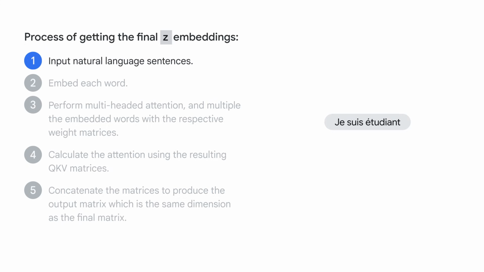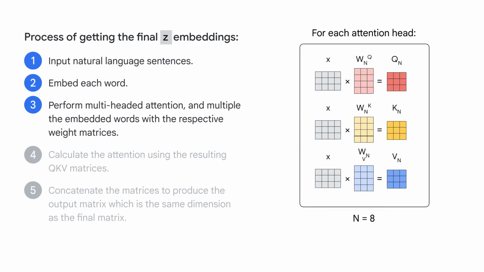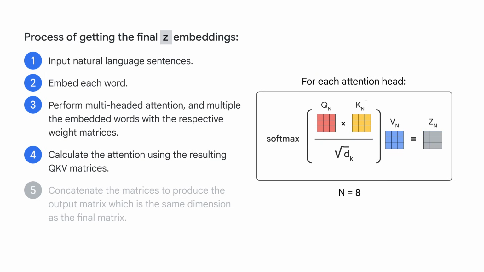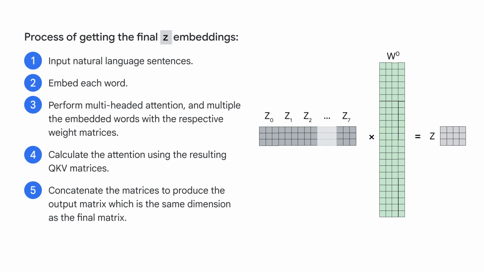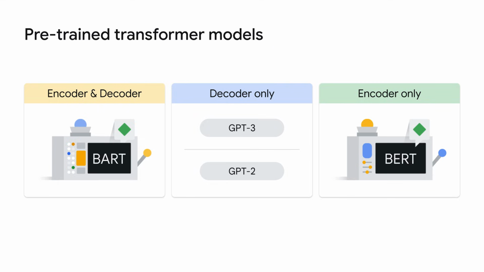We start with the natural language sentence, embed each word in the sentence. After that, we perform multi-headed attention, 8 times in this case, and multiply this embedded word with the respective weighted matrices. We then calculate the attention using the resulting QKV matrices. Finally, we concatenate the matrices to produce the output matrix, which is the same dimension as the final matrix that this layer initially got. There's multiple variations of transformers out there now.